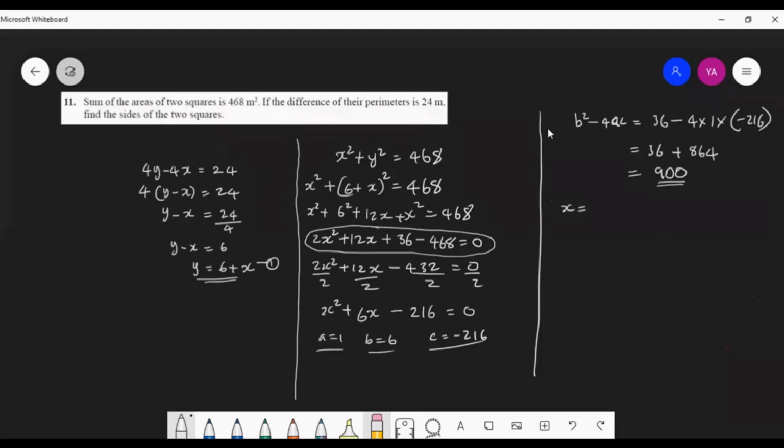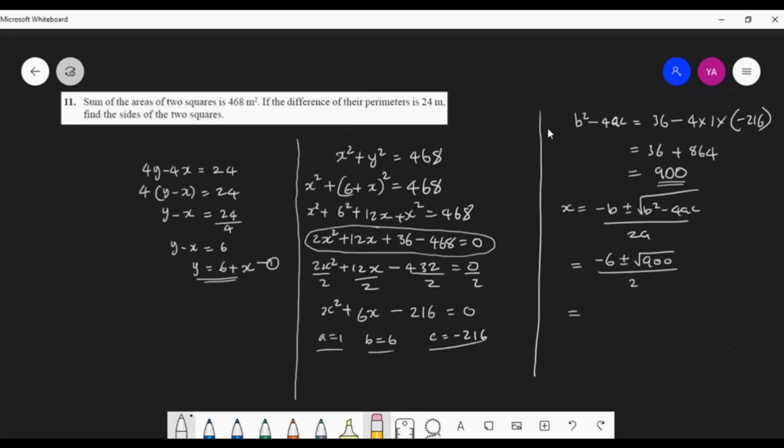Now you apply the quadratic formula. X is equal to minus B plus or minus root B square minus 4AC by 2A. So we substitute the values. B is 6, so minus B is minus 6, then plus or minus root B square minus 4AC, that is root 900, divided by 2A. What is 2A? 2A is 2.